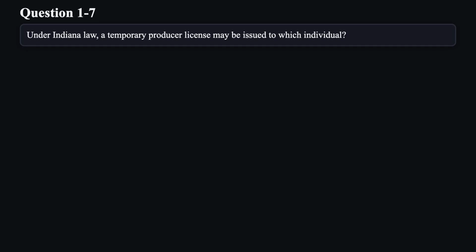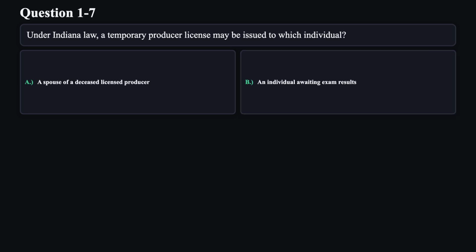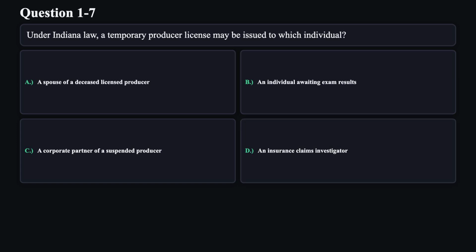Question 7. Under Indiana law, a temporary producer license may be issued to which individual? A. A spouse of a deceased licensed producer. B. An individual awaiting exam results. C. A corporate partner of a suspended producer. D. An insurance claims investigator.